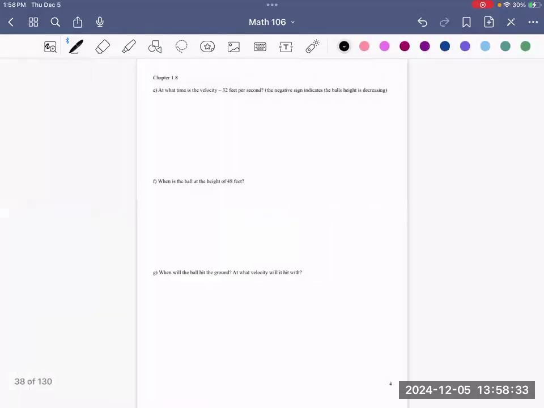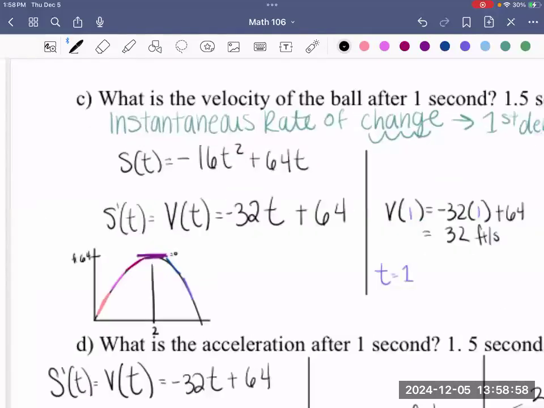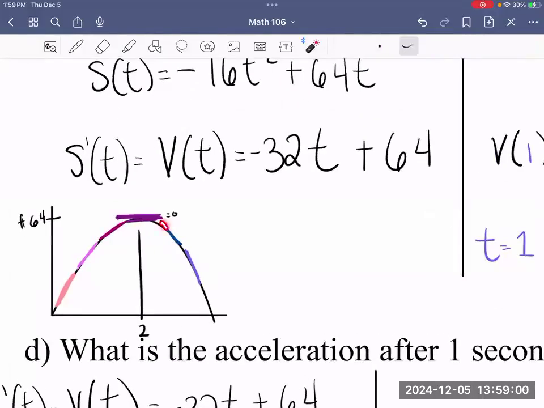So let's finish these out. At what time is the velocity negative 32 feet per second? The negative sign indicates what about your ball's position? Well, the negative sign indicates that the ball's height is decreasing. Not so much that you have a negative speed, it's just that your height is falling. Right? Your slope is falling because your height is falling.